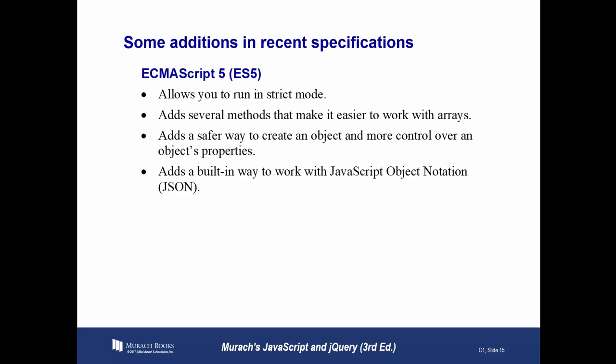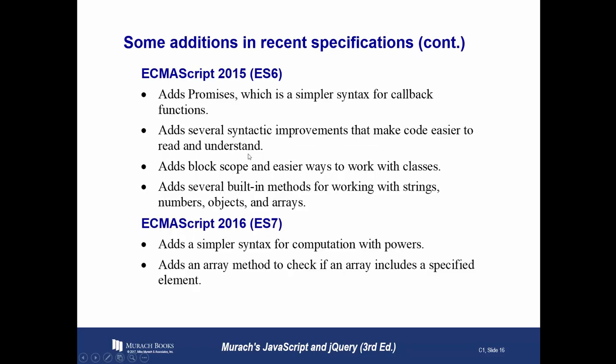Some of the stuff that's been added in recent ECMA specifications: the first one there allows you to run in strict mode. JavaScript is an unbelievably forgiving language. By using strict mode, it becomes a little less forgiving and it makes you a better programmer. We'll talk about that as we go on. Add some new methods to make it easier to work with arrays. Again, we will cover that in a later lecture. Add a safer way to create objects and more control over object properties. And finally, add a built-in way to work with what's called JSON, JavaScript Object Notation. And again, all this stuff will be discussed in later lectures.